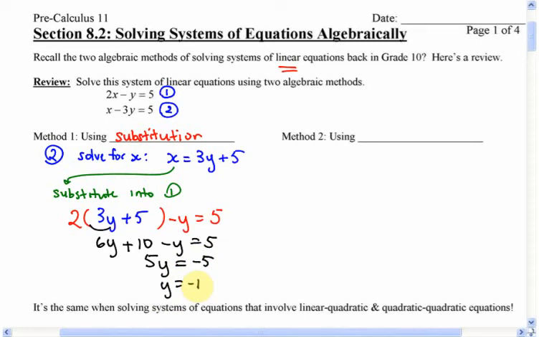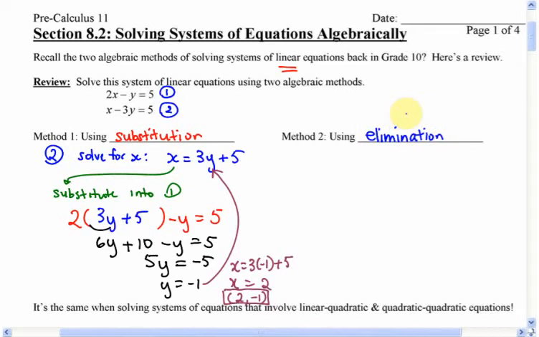Okay? Now don't forget, you're supposed to solve the system of equations, so you need to solve also for x. Plug it back in and solve for x, so x equals 3 times negative 1 plus 5. Negative 3 plus 5, that's 2. And in grade 10, we wrote it as a coordinate, 2 comma negative 1. Okay? Anyone remember what the other method was called? If you said elimination, you are correct.